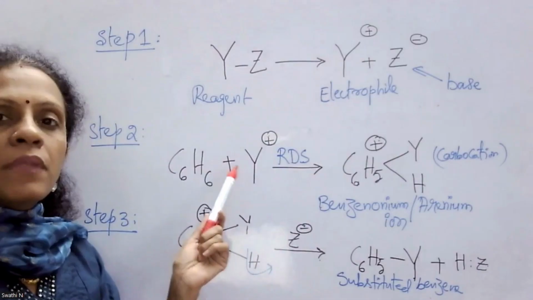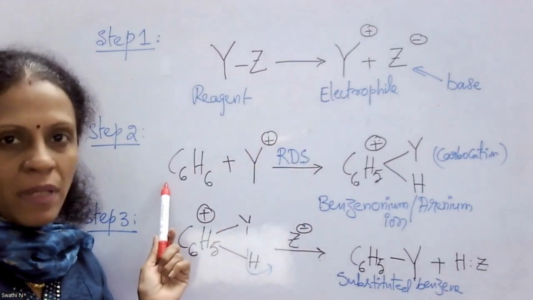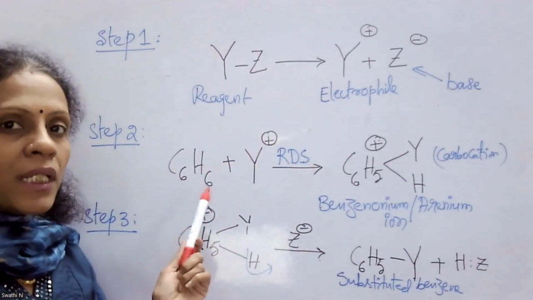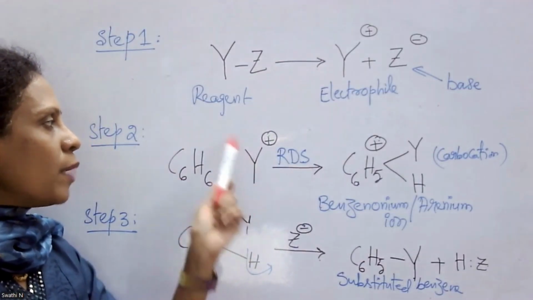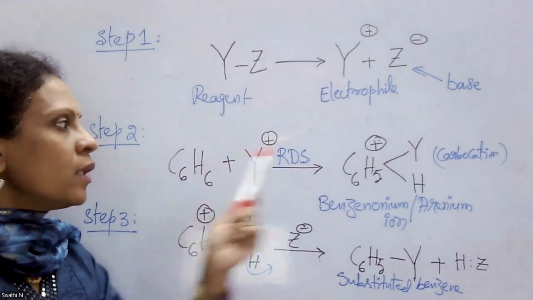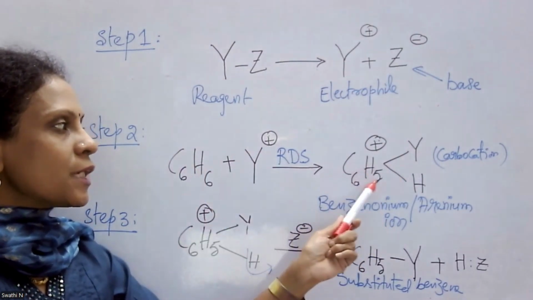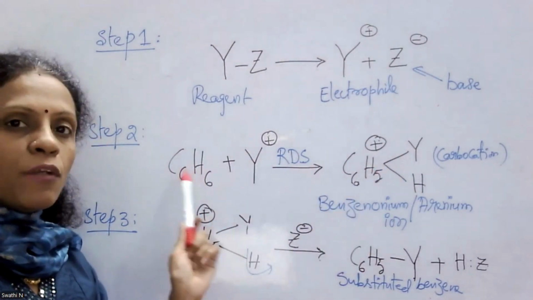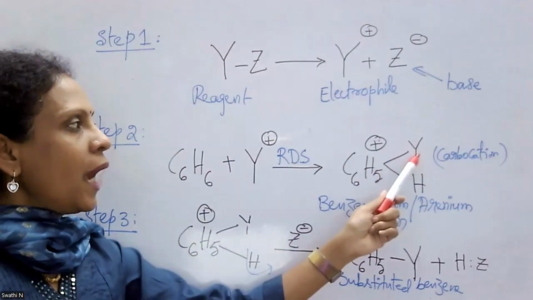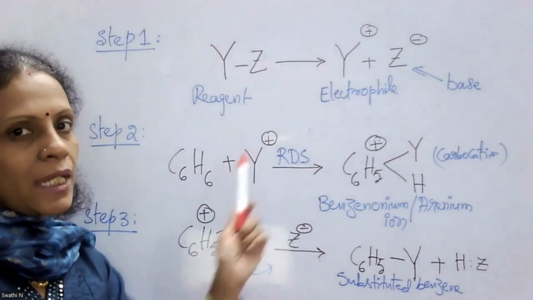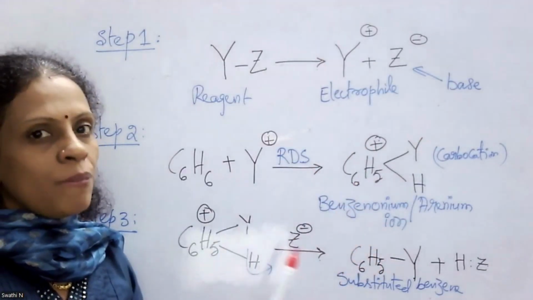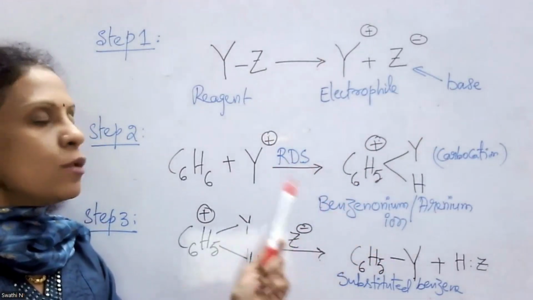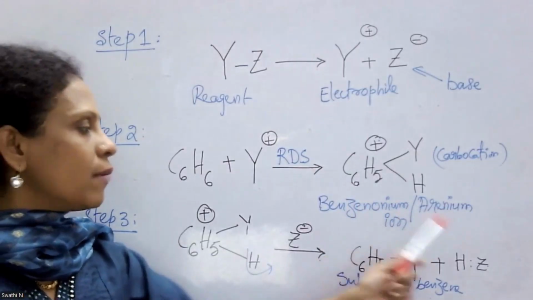Now in the second step, the formed electrophile attacks the benzene ring system. Here the molecular formula of benzene is written, that is C6H6. Y plus attacks the aromatic carbon. Here we have written C6H5 hydrogen. One of the hydrogens from benzene is written separately and Y will be attached here, that is, the electrophile will be attached. That is how we get the resulting carbocation. This carbocation is also known as benzenonium ion or arenium ion.